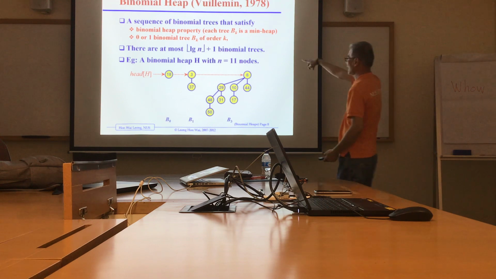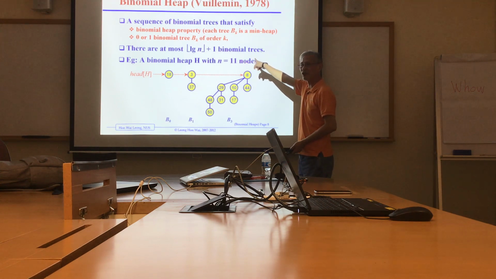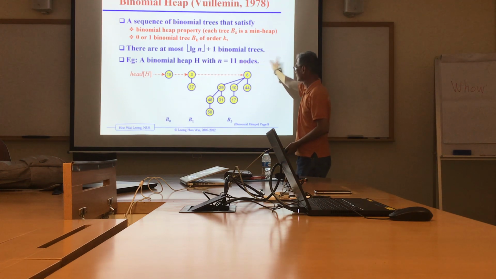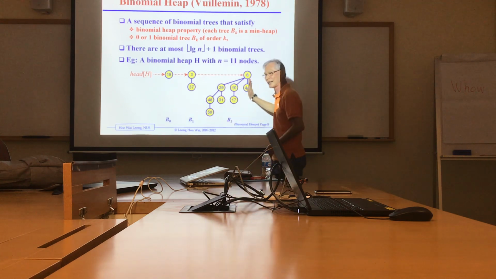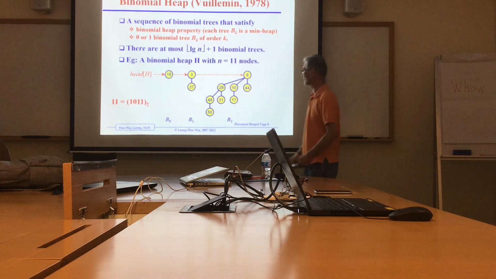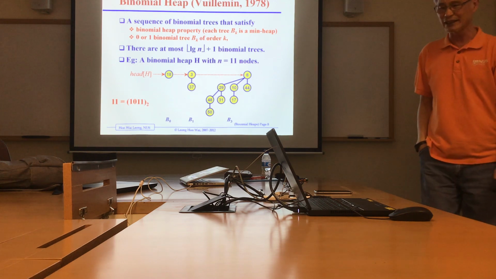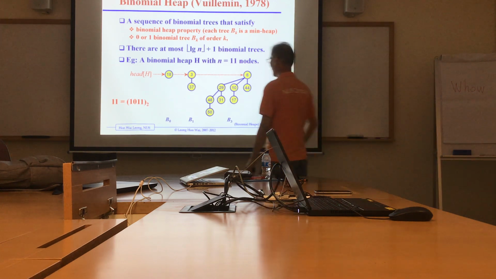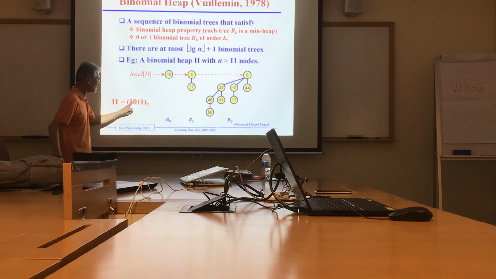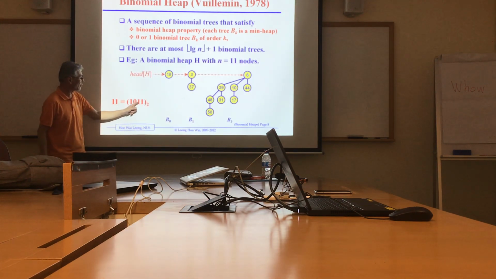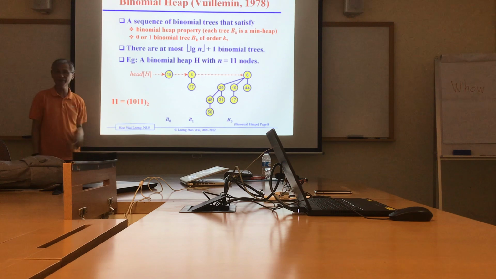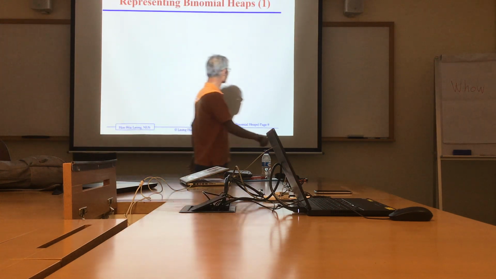All right, there are at most log n plus 1 binomial trees. There's a limited number, a log n number of them. As I said, 11 corresponds to this in binary, so you will see there's one binomial tree of that order, one of this order, one of this, and none of that order. Okay, so now we are ready.